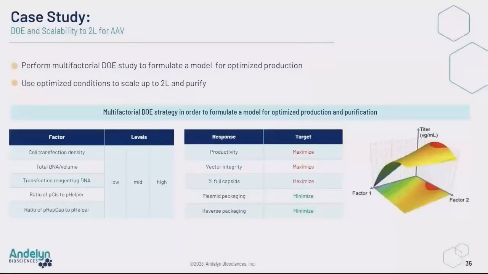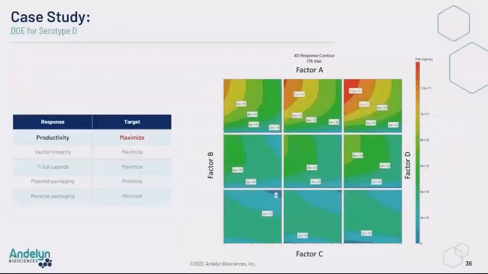So, maximizing viral titer can have pitfalls in and of itself. Looking here at productivity and maximizing with the factors that we described before, cell transfection density, total DNA volume, we come up with response contours that, like Paul was saying for his P-help, put us in the best space for success in maximizing viral titers going forward.